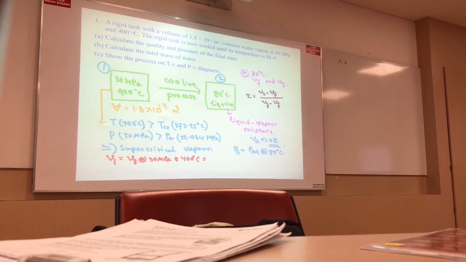Okay, I write again for you. V2 becomes V1. Okay? Then you substitute the value of V here, then you can calculate quality. This is also alright. This is also okay.